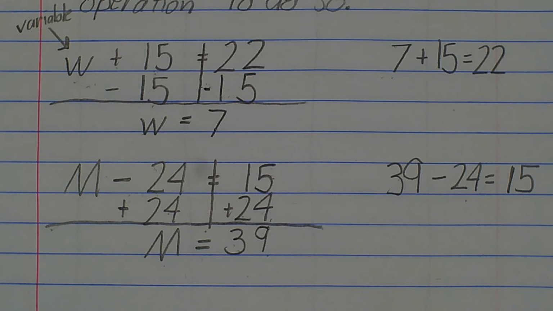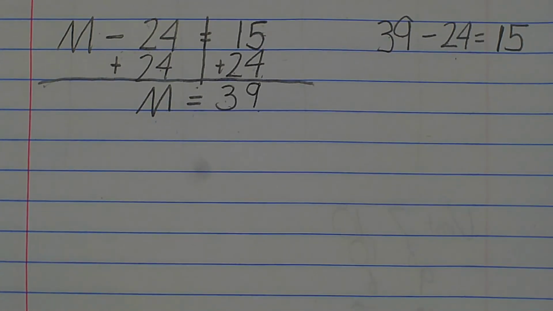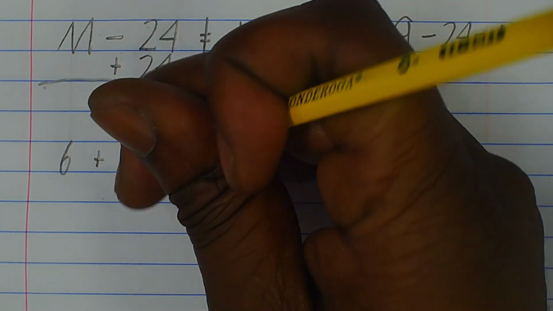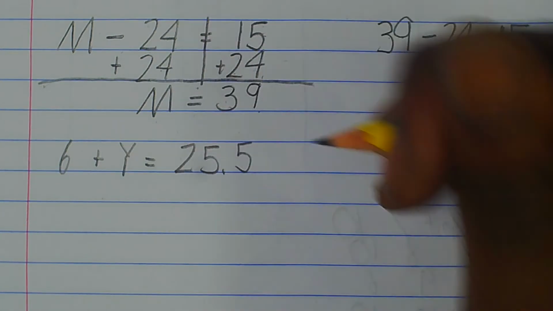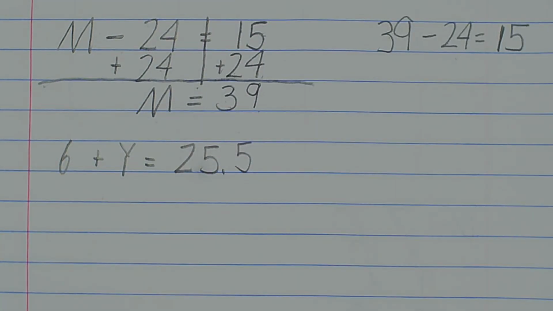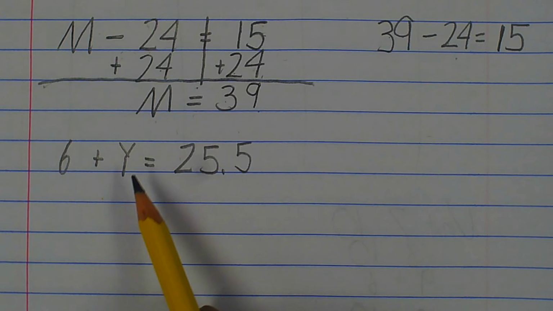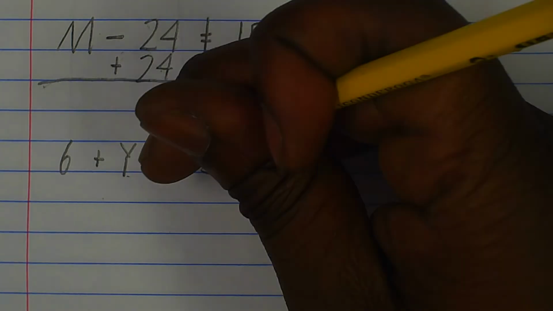No. All right, so now let's look at the following problem. I'm going to leave the last one here up as an example or reference. So we have 6 plus y equals 25 and 5/10. So of course the first thing I need to do is isolate the variable. Here the variable is y. So first I'm going to split the equation.